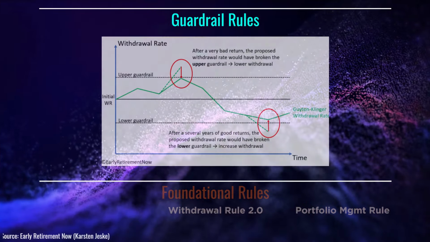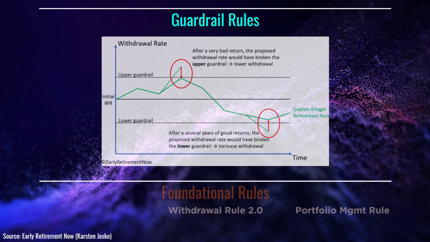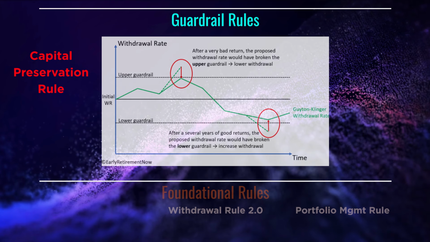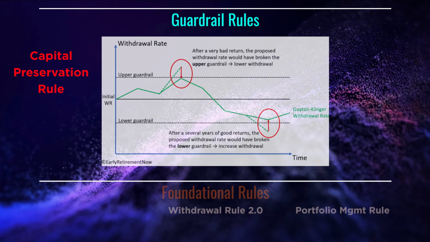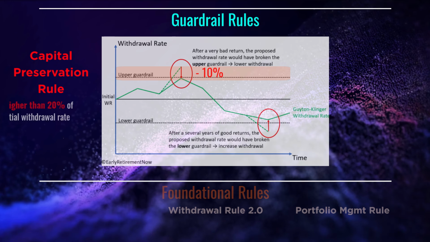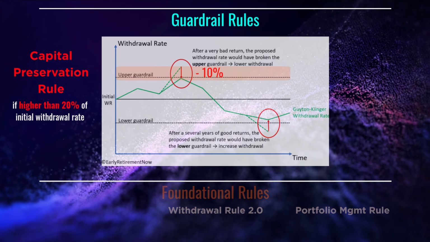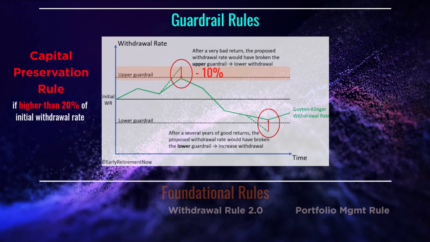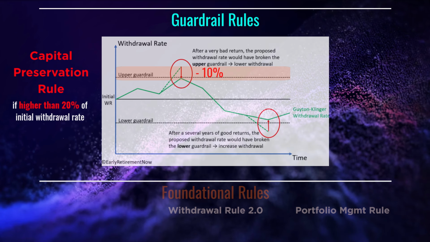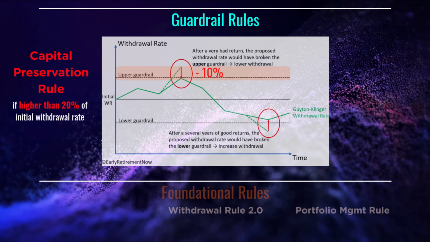Now, we come to the two new guardrail rules, at the heart of the Guyton-Klinger Guardrails strategy. The capital preservation rule aims to preserve the portfolio by reducing the estimated withdrawal rate for the current year by 10%, if the current year's withdrawal rate is projected to increase by more than 20% of the initial withdrawal rate. This rule protects the portfolio from depletion in the event of severe market downturns.